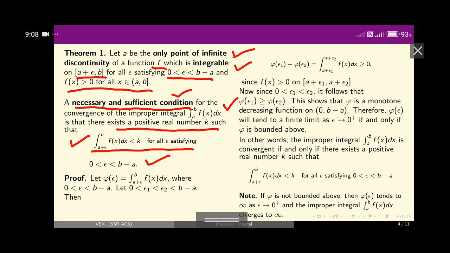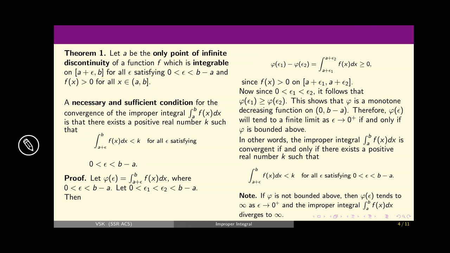So the proof is very easy. We'll start with phi(epsilon) equal to the integral from a plus epsilon to b of f(x) dx. And recall, if the limit as epsilon tends to 0 of phi(epsilon) gets a finite value, then we say this improper integral is convergent. So let us see how to proceed. We'll take two values, epsilon 1 and epsilon 2, where 0 is less than epsilon 1, less than epsilon 2, less than b minus a, and we calculate phi(epsilon 1) minus phi(epsilon 2).